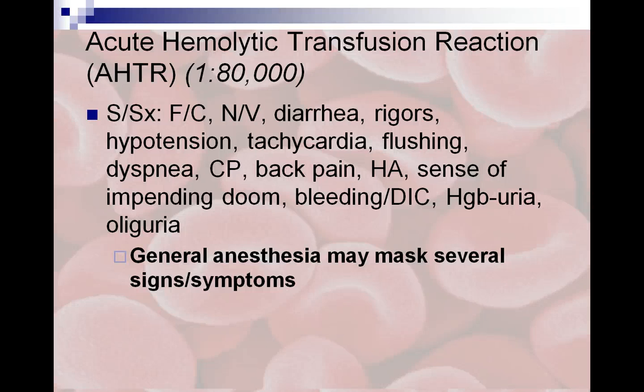The signs and symptoms are pretty well known: nausea, vomiting, fever, chills, diarrhea, shivers, hypotension, tachycardia, flushing, shortness of breath, chest pain, back pain. People get this sense of impending doom, which is very specific. People can begin to bleed and go into DIC, and they can start to break down hemoglobin and have hemoglobin in their urine. Bear in mind that most of these signs and symptoms will be masked under general anesthesia. And so diagnosing an acute hemolytic transfusion reaction during anesthesia may be challenging.